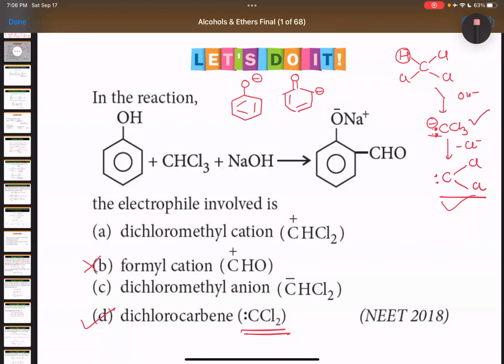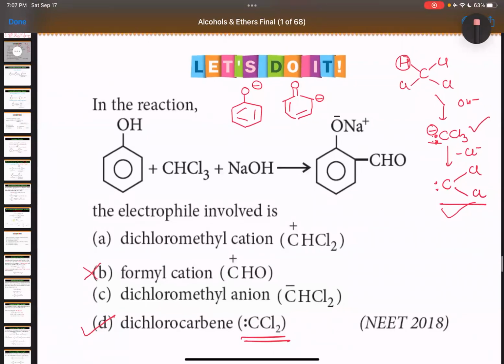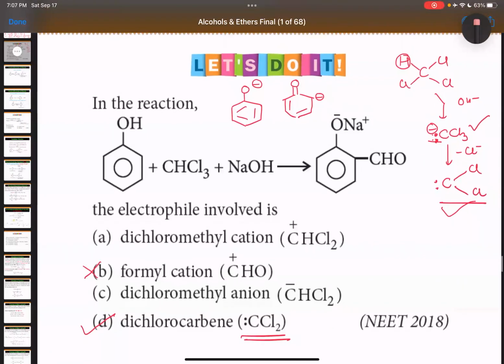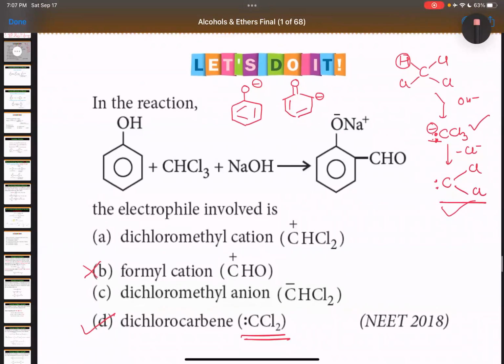And once it is dichlorocarbene, this is a neutral species. But that doesn't mean that it is not reactive. It is highly reactive because it has only six electrons. You can see there are 2 bonds and 1 lone pair. So it is highly reactive, and it acts like an electrophile.